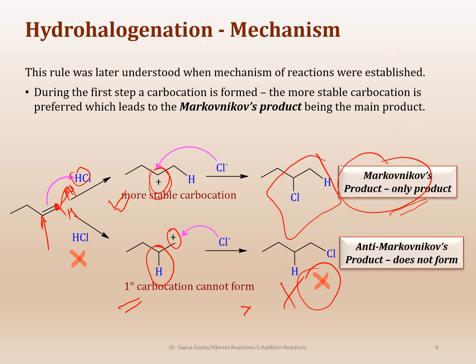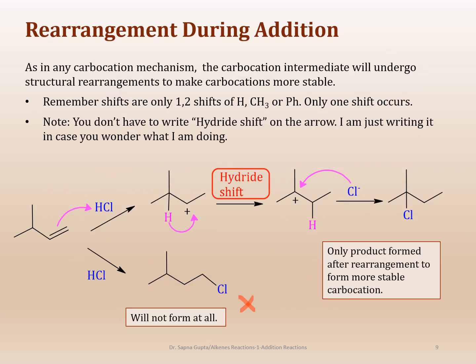That's why this happens. So when we have carbocation mechanisms, we will have rearrangements, and the rearrangements, if you remember, are for making more stable carbocations. The only things you can shift are hydrogen, methyl, or phenyl. That's it. And you can do the shift only from one carbon, and you can't keep shifting again and again, right? So those were the rules we learned back when we learned rearrangement. So let's look at this mechanism here.